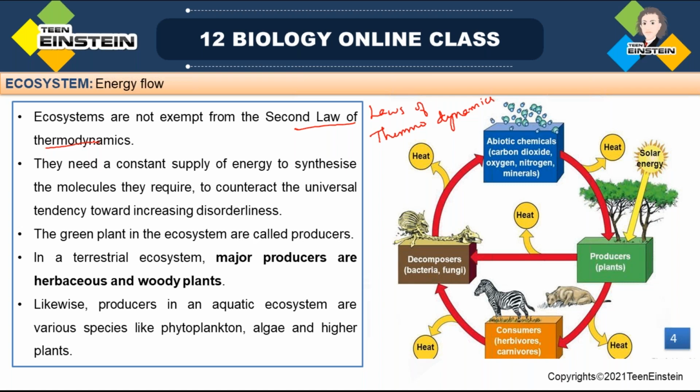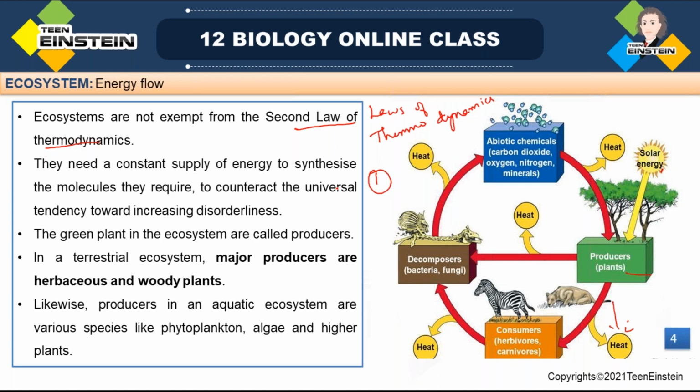How can we explain? See, according to the first law of thermodynamics, what is the first law? You have learned about the laws of thermodynamics, right? According to the first law, energy is neither created nor destroyed, but it can be transformed from one state to another state. Here, the energy of sunlight, or solar energy, can be transformed into food and heat, right? Solar energy is getting transferred in the form of food, then in the form of heat.